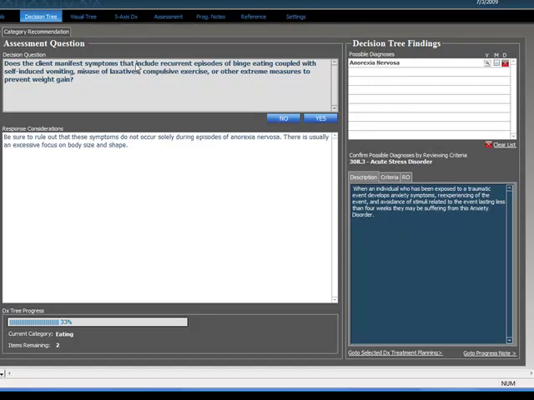The next question, does the client manifest symptoms that include recurrent episodes of binge eating coupled with self-induced vomiting, misuse of laxatives, compulsive exercise, or other extreme measures to prevent weight gain? And again, there's some more response considerations. So as I consider that and look at that with my client, let's say that doesn't meet what we're looking at. So I say no and nothing's added. And then the last one item remaining, we're about 2/3 of the way through. Does the client manifest symptoms that include significant weight change or abnormal eating behaviors, but does not meet criteria for any of the above eating disorders? Let's say, for the sake of presentation today, we're going to say yes.